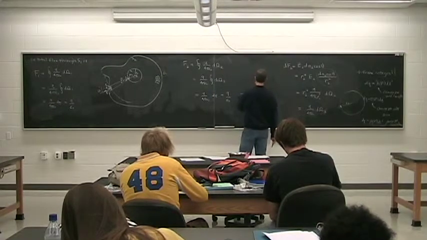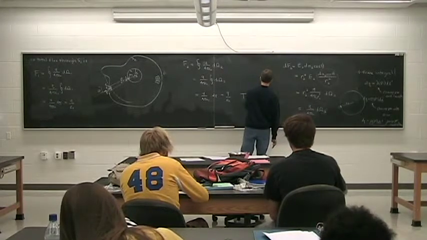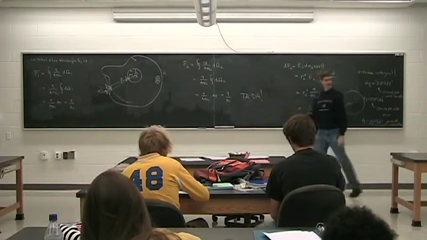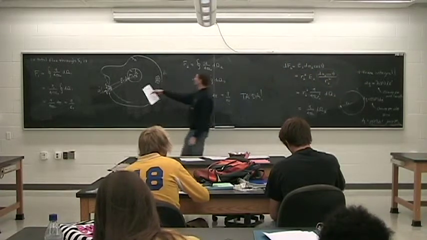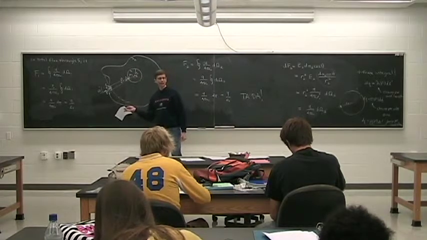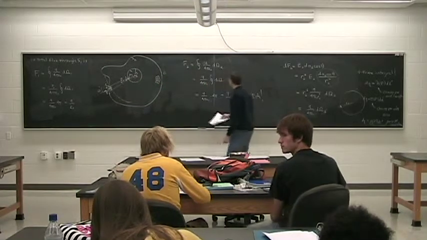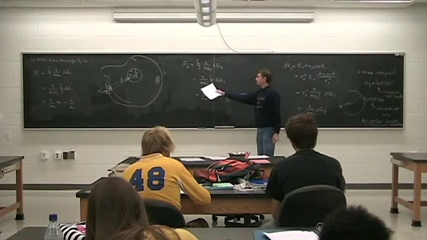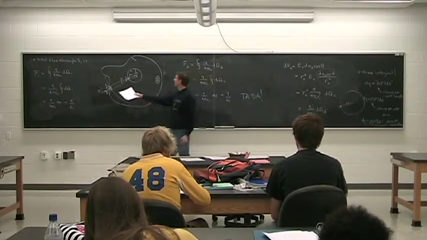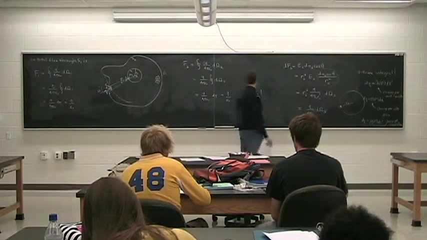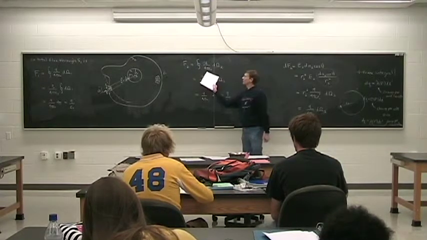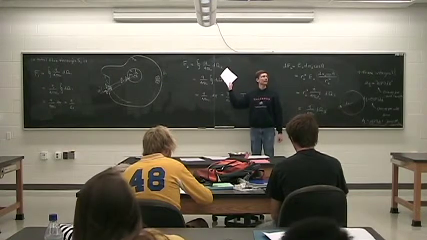So in other words, ta-da! That's the ta-da moment. S2 had a completely arbitrary shape, and yet it was still true that the flux through any patch on surface S2 was proportional to its solid angle. Namely, it was Q over 4 pi epsilon naught times its solid angle.